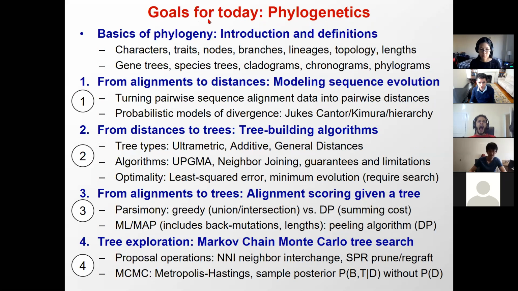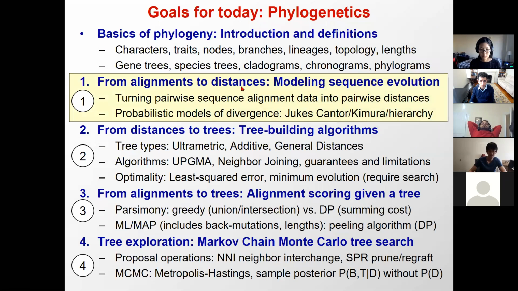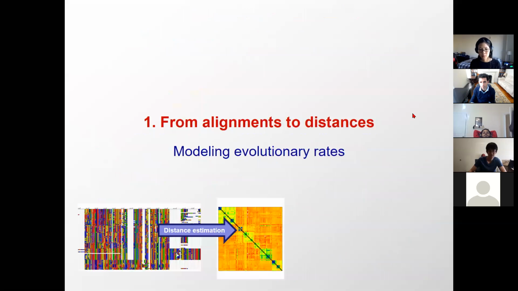So we talked about the basics of phylogeny, basic introduction and definitions, and now let's turn to how do we go from alignments to distances. How do we model sequence evolution? How do we turn pairwise sequence alignment into pairwise distances? And how do we build probabilistic models of divergence? And in particular, the Jukes-Cantor model, the Kimura two-parameter model, and then a hierarchy of models. So this is the first part of going from sequences, alignments, to distance matrices.